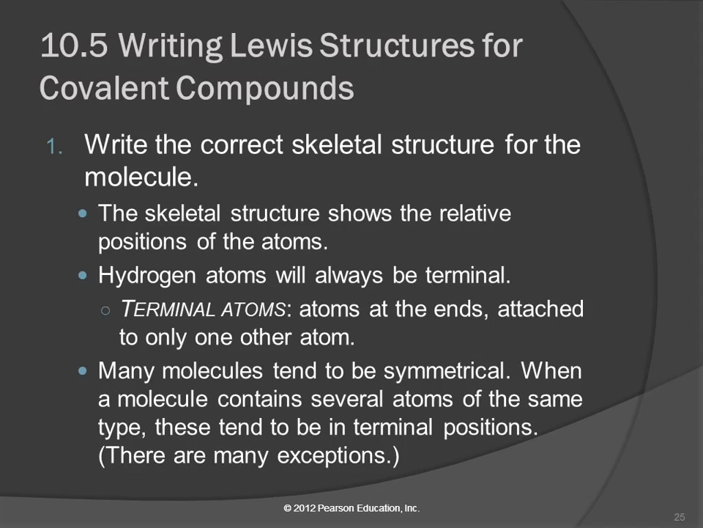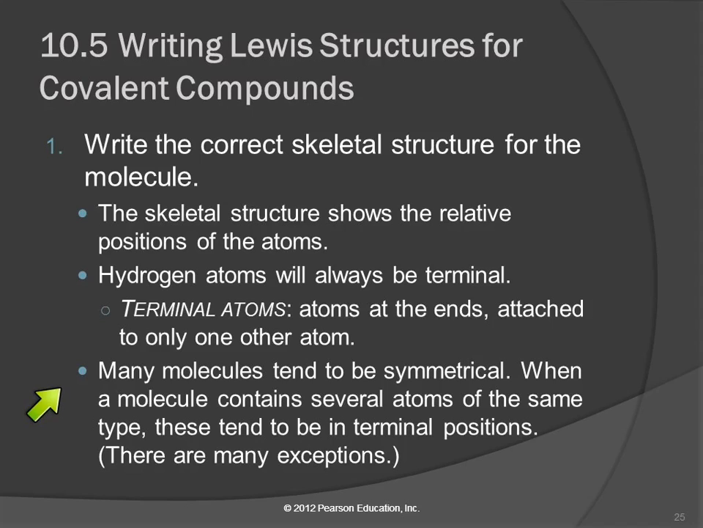Guidelines are helpful. So first, we're going to write the correct skeletal structure, which means we're going to write down the symbols for the atoms of the different elements and figure out how they're arranged with each other. And there are guidelines. Hydrogen, remember, can only form one bond, so hydrogen is always going to be terminal, meaning on the end, attached to only one other atom. You can't have hydrogen in the middle bonding to two other atoms because it just can't do that. It doesn't have enough electrons.